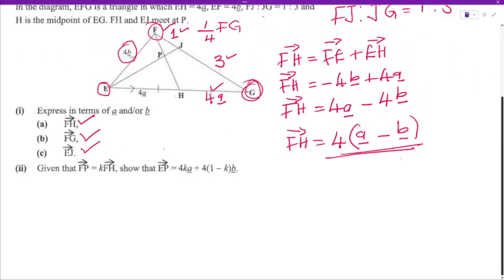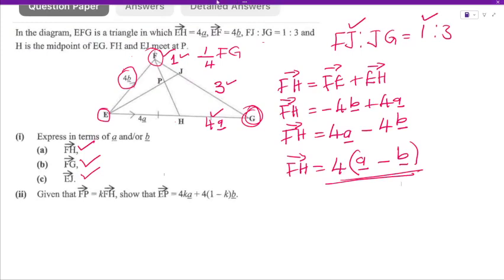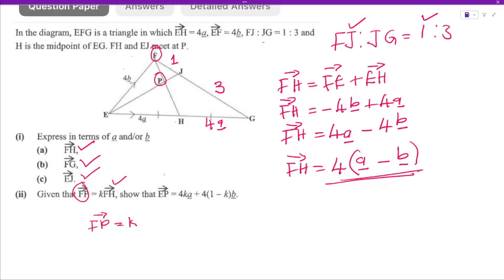Right, let's now go back to the question. So what are they saying? They want to give us an answer, and ask for a solution that leads right to the answer they've given us. So what they're saying is that given that FP, okay, let us clear up, we have a lot of circles on the drawing. Given that FP, the distance from there to there, that vector is equal to k times vector FH. All right, so let us write that down. So FP, we're told, is equal to k times vector FH. Show that vector EP is equal to this answer here.